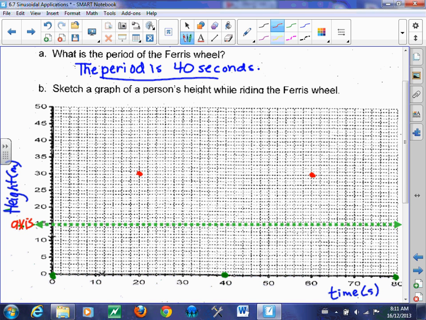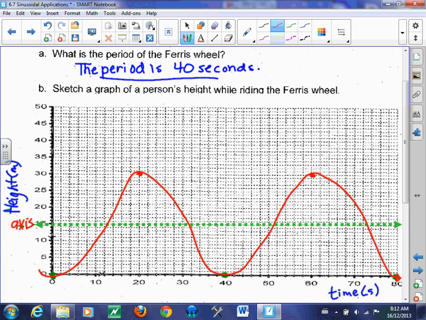All right. So taking a look, that's going to be a minimum. It's coming up to a maximum, coming back down to a minimum, coming back up to a maximum, and back down to a minimum. So again, there's your graph, ladies and gentlemen.